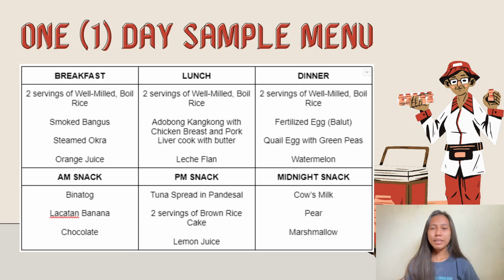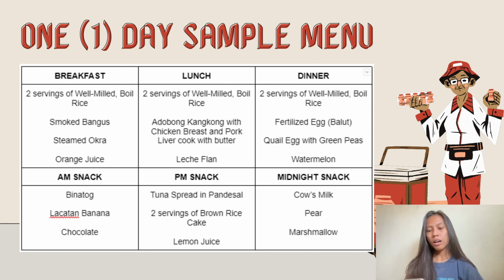For our one-day sample menu, in our breakfast, we have prepared 2 servings of well-milled boiled rice, together with a smoked bangus that has a medium fat, with steamed okra and an orange juice. For the AM snack, we have prepared binatog, lakatan banana, and a chocolate for the sugar. For the lunch, we have again 2 servings of well-milled boiled rice, adobong kangkong with chicken breast and pork liver cooked with butter, and a leche flan.